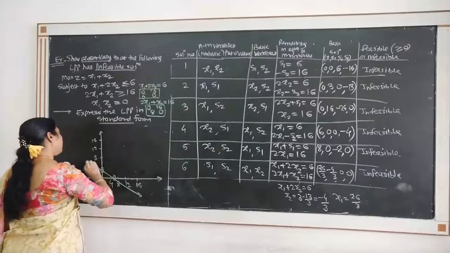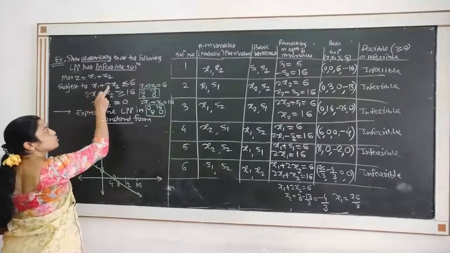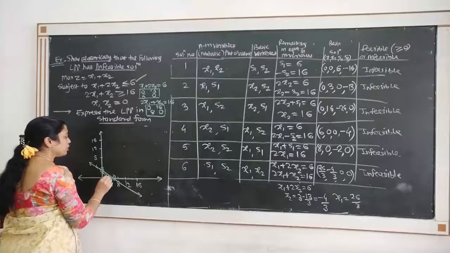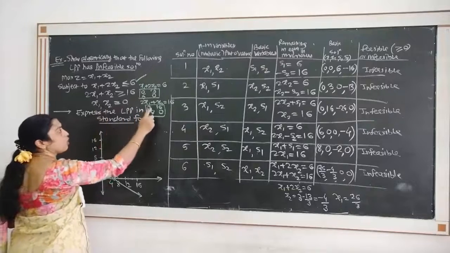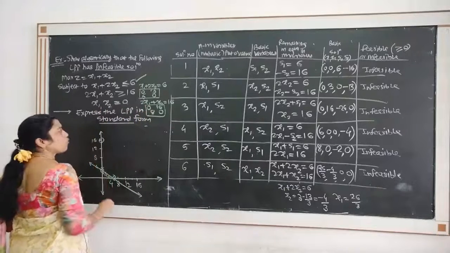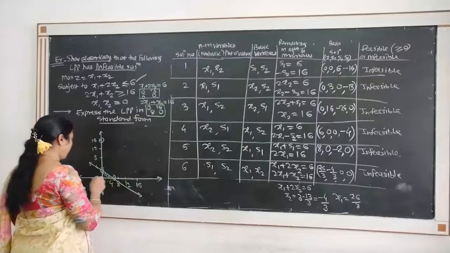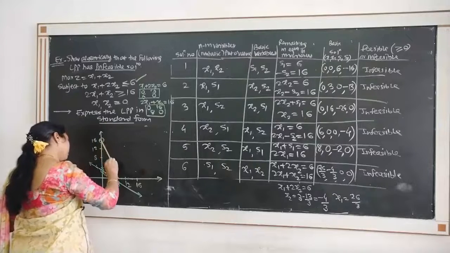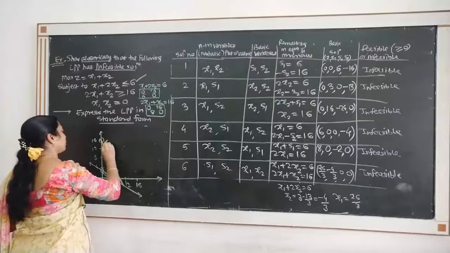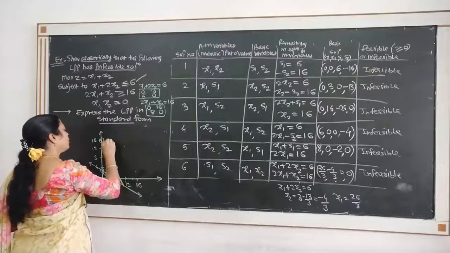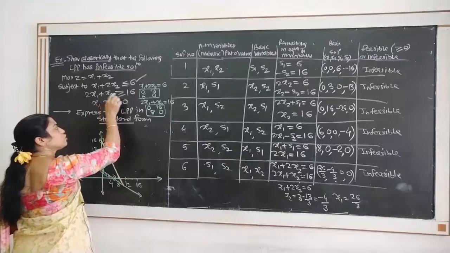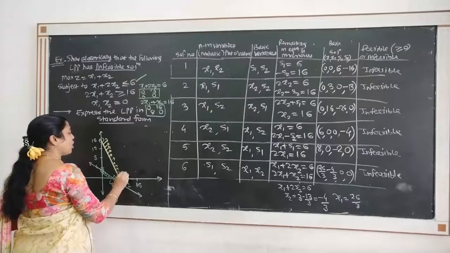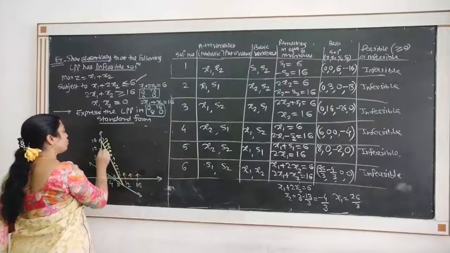And which region? If you put origin, that is 0, 0, it gets satisfied. So I want the origin side. So we would require this region. See the second. We have the point 0, 16, that is this point, and 8, 0, that is this point. So we get this line as the second line. We get the above region because 0, 0 does not satisfy, as this is greater than 16. Therefore, we don't want the origin side, so we require this region. And x1, x2 greater than or equal to 0 means this one.